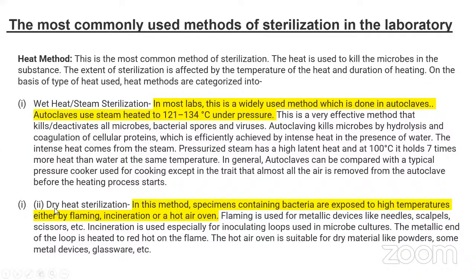Then the other way by which sterilization can be achieved is dry heat. Dry heat is, in simple terms, putting the experimental materials on fire, so that all the microorganisms present on the instrument or the material which you are going to use for the experiment are sterilized. That means all the microorganisms present on the surface are either killed or removed from that place.